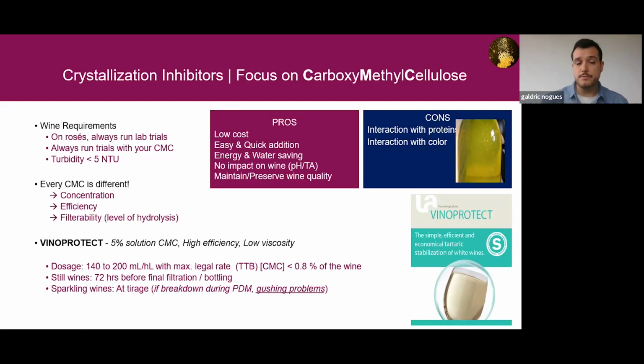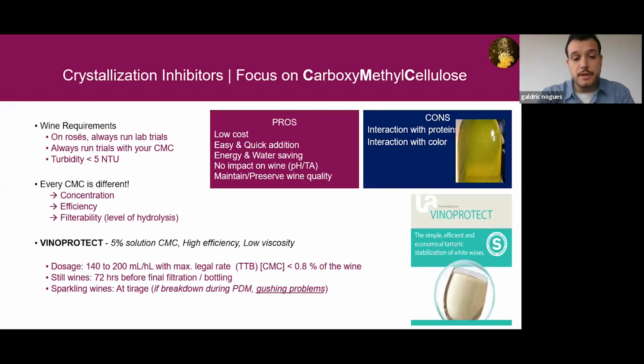Turbidity always needs to be very low, under 5 NTU. And keep in mind that every CMC on the market is different. In terms of concentration, you have from 4% to more than 10% solution CMC. The efficiency is different, the filtrability is different as well, depending on the level of hydrolysis. Exactly the same way we're speaking about bentonite. When you do trials in the lab with the CMC, always use the same CMC that you will use in the wine to make sure the wine is a good fit and match with this CMC.